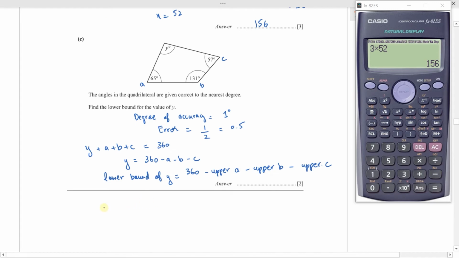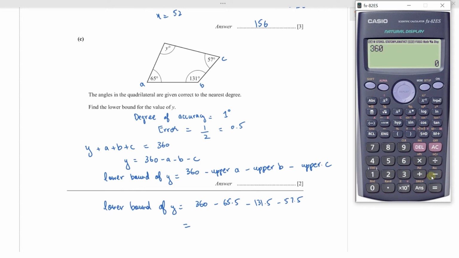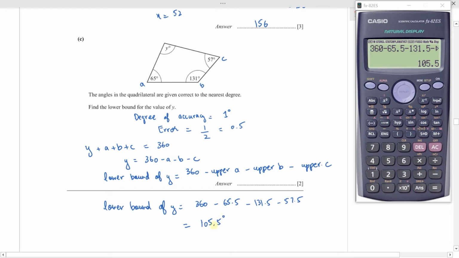So let's continue here. The lower bound of y will be 360 minus the upper bound of A. A is 65, error is 0.5, so I will add the error to get the upper bound. So this will be 65.5, minus the upper bound of B, which will be 131.5, minus the upper bound of C, which will be 57.5. So this will be 360 minus 65.5 minus 131.5 minus 57.5. So your answer here for the lower bound of y is 105.5 degrees.